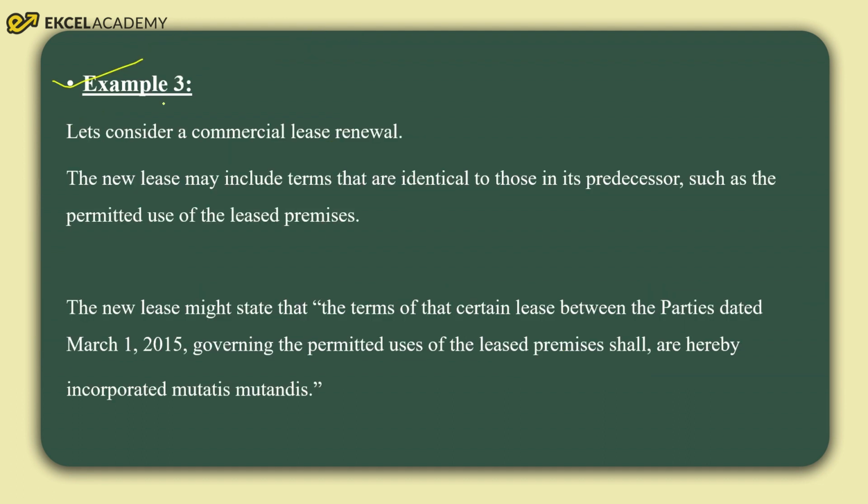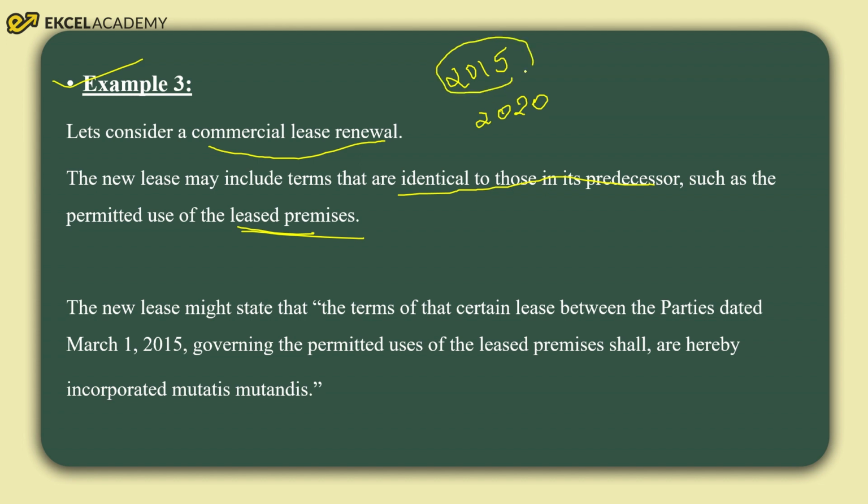Let's have a look at example number 3. Let's consider a commercial lease renewal. The new lease may include terms that are identical to those in its predecessor, such as the permitted use of the leased premises. So there is a lease agreement as on 2015, and in 2020 they are entering into another lease agreement with few changes that are required to be made. However, the other things remain the same.